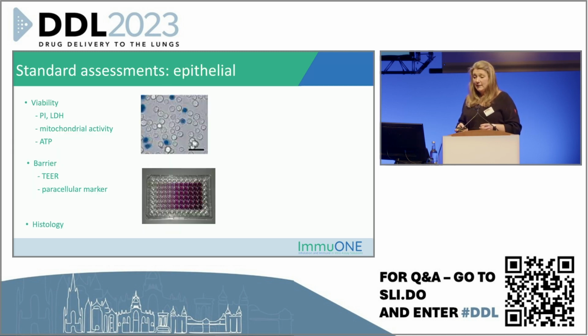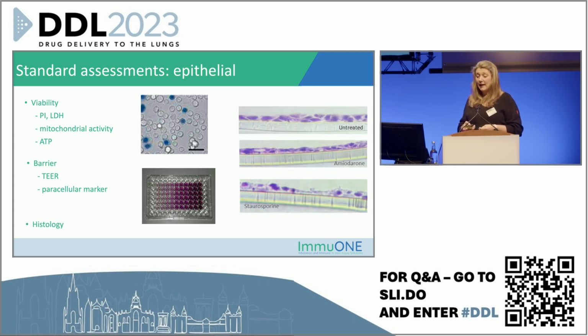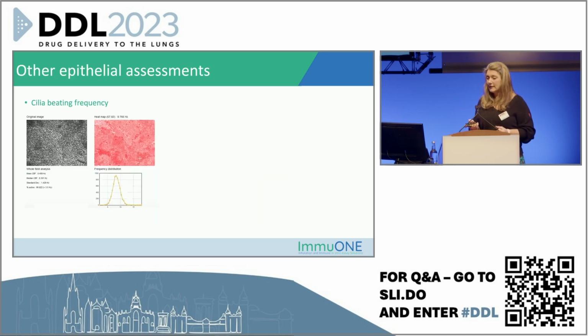There are standard assessments of epithelial toxicity. Does it kill cells? So basic viability of cells on plates, looking at the barrier using electrical resistance, but also looking at histology, taking slices of those tissues and understanding, how does it look? Does it look like the barrier is affected or the cells are dead?